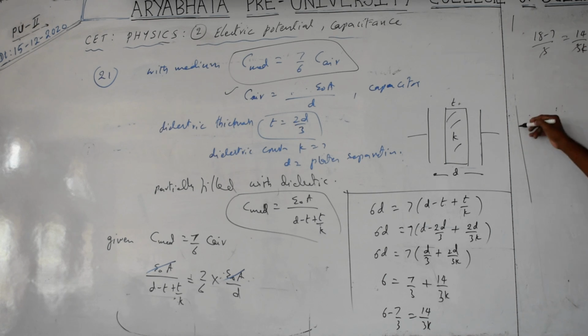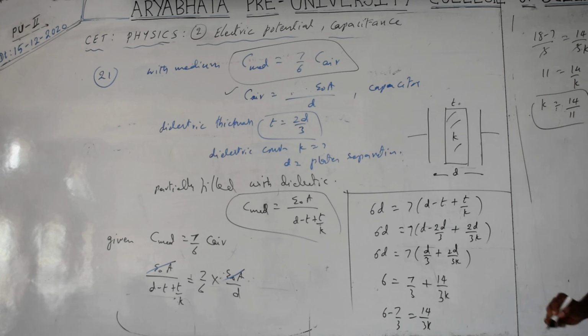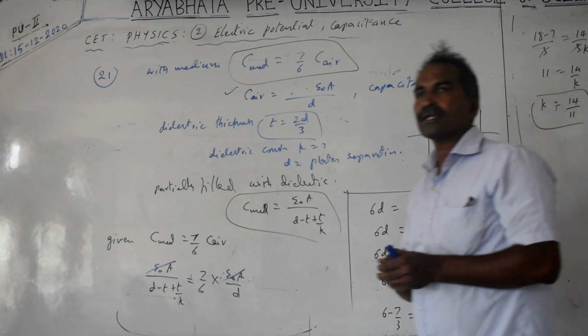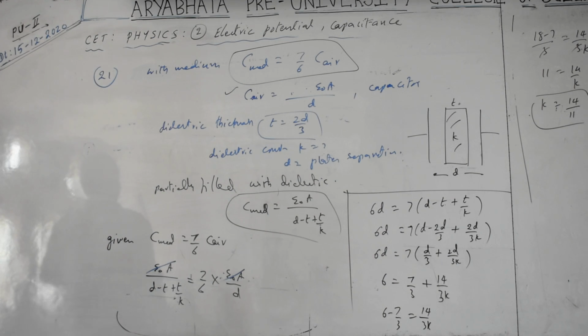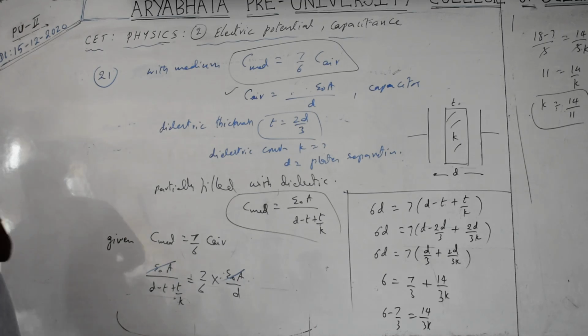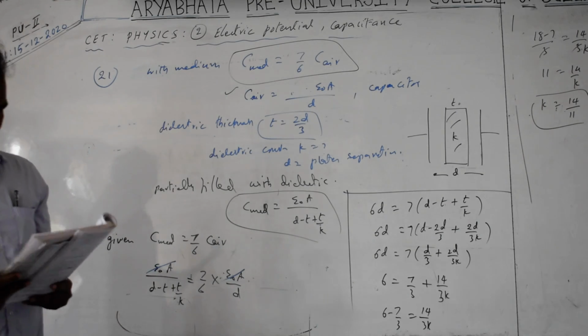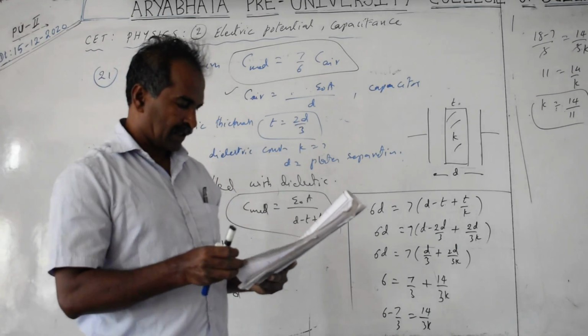This 3 cancels now. This is 11, so 11 equals 14 by K. We want K, so K is 14 by 11. K is always more than 1. That is the answer. Which option is it? First option. Okay, let's stop.